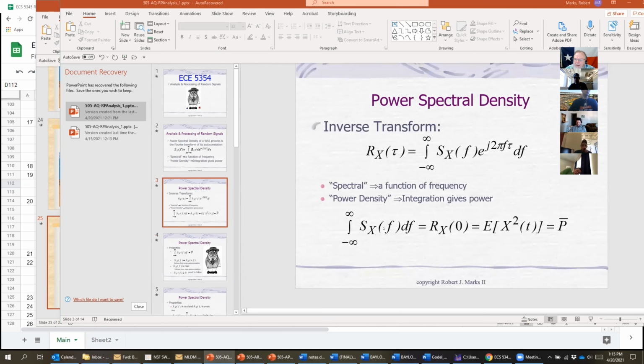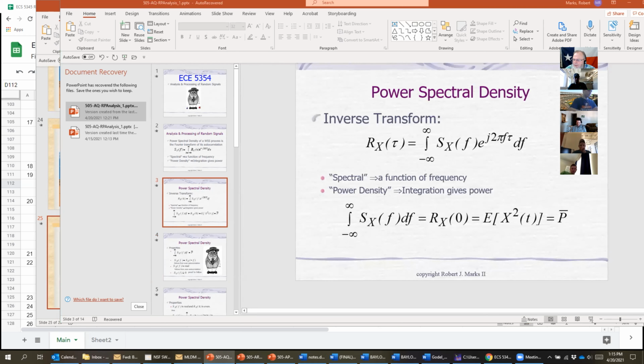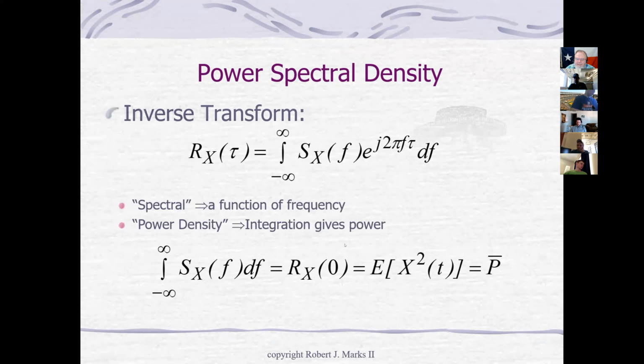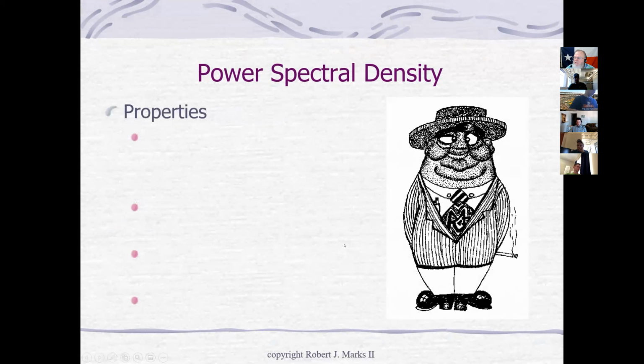Okay, so then last time we went through some of these applications. We looked at some of the properties. One is that the area of the power spectral density is the power. So this really relates to why we call it a power spectral density.